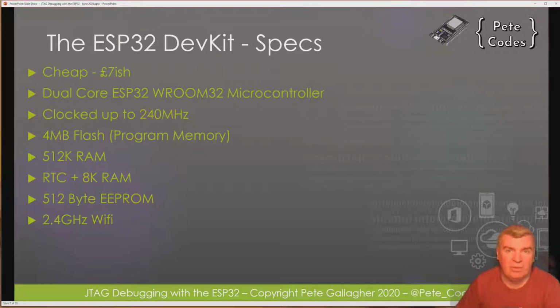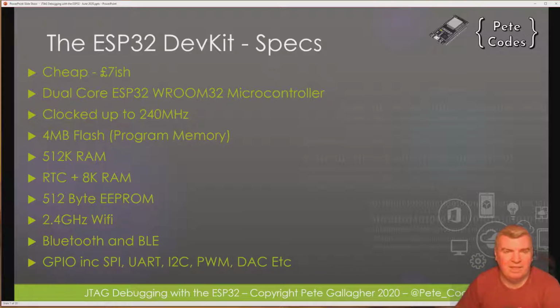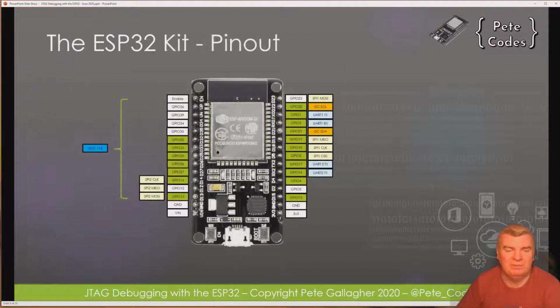It's 2.4 gig Wi-Fi, so no, it's not got the higher band Wi-Fi on there, just regular Wi-Fi, but I mean, what do you expect? And Bluetooth and BLE together. So yeah, it's pretty powerful. A whole heap of GPIOs you'd expect, with SPIs and I2Cs and PWMs and stuff like that as well.